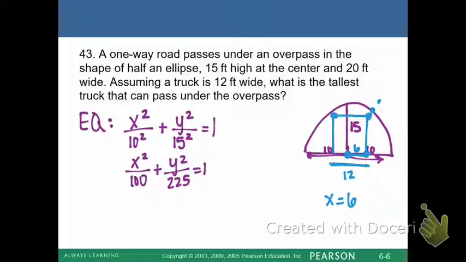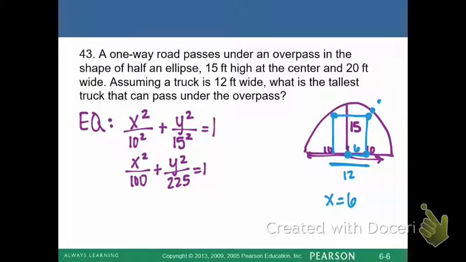Then you would just need to make sure that the height of the truck is less than whatever value you find. There may be other examples where they give you the width and the height of the truck and ask, does it fit through the overpass? In that example, you would plug in that value for x and y and see, does it give you an answer that's less than or equal to 1? If it's less than 1, it will fit in the overpass. If it's equal to 1 or greater than 1, it would not fit.